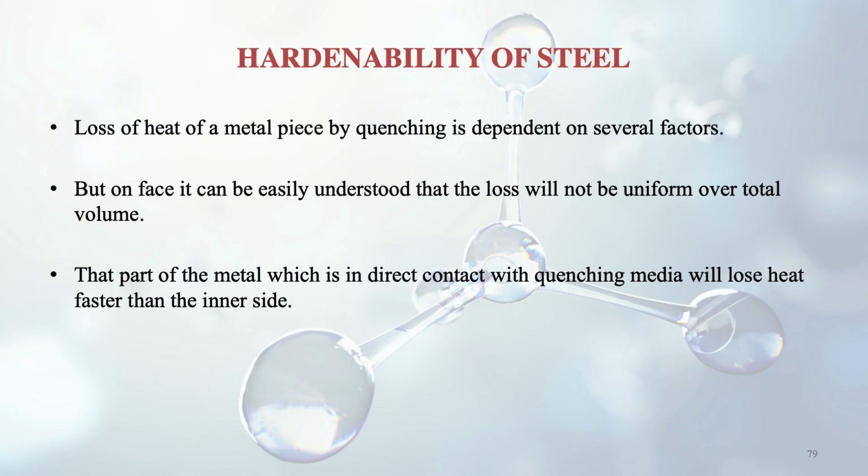If you see a body or a specimen, we cannot say that the loss of heat will be uniform over the whole body. It is generally seen that the part of the metal in direct contact with the quenching medium will lose heat faster than the inner side. It's obvious: if there's a specimen and you put it in water, the part which comes in contact earlier with water will also get cooled earlier.